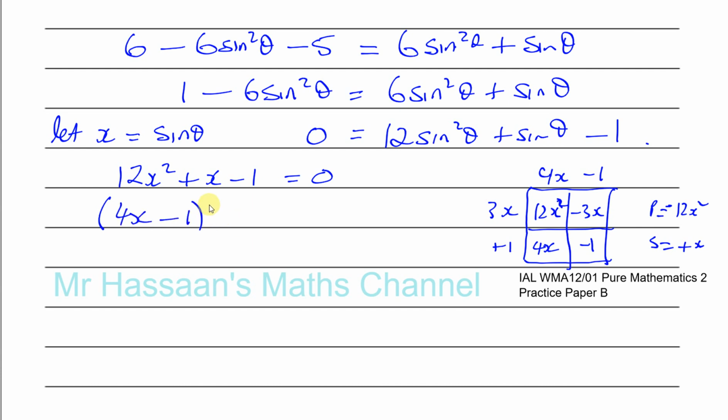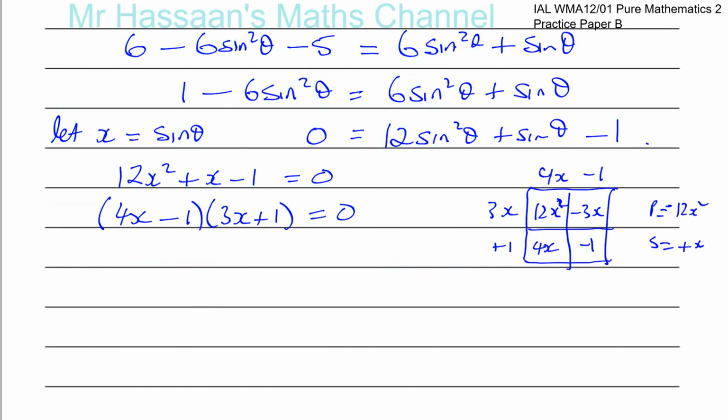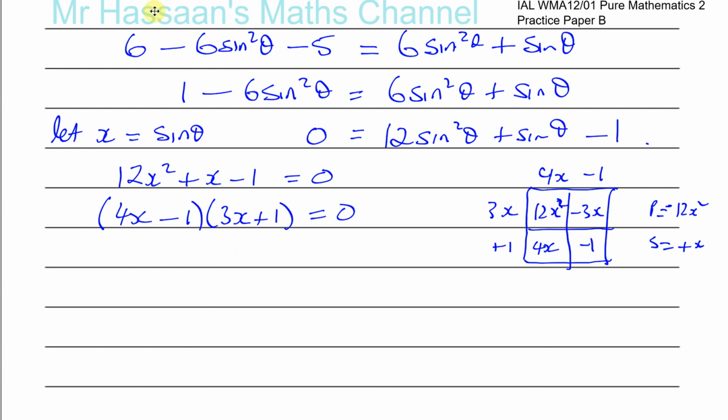And if you're not sure, you can make a quick check. That's 12x squared plus 4x minus 3x, which is plus x minus 1. Okay, good. Now, next is for us to find the value of x. So x is going to equal a quarter, and x is going to equal minus 1/3. So basically now we know x is sine theta. So we're going to say sine theta equals a quarter, and sine theta equals minus 1/3.